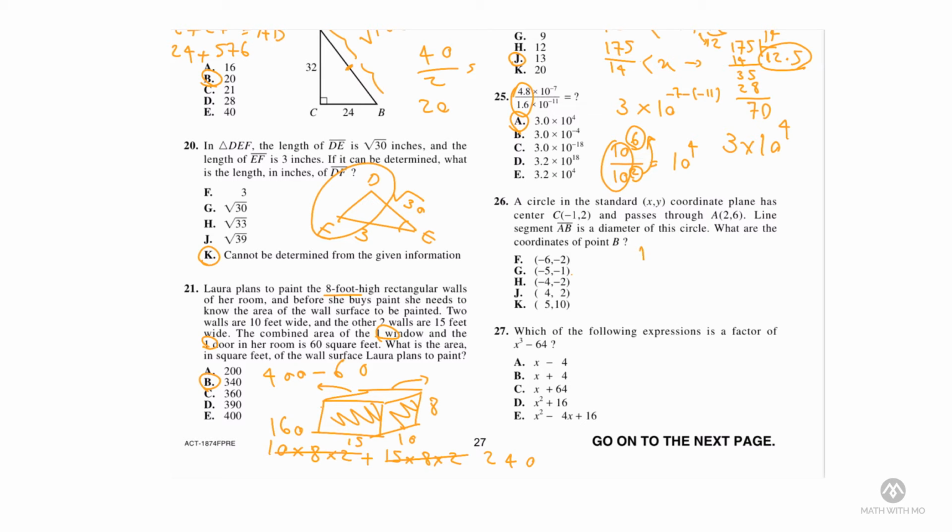Alright, so we know, quickly I can just graph it. Minus 1 and 2 here. And A is on the circle. So it means from C to A is the radius. 1, 2, and 6. 3, 4, 5, 6. So it's somewhere here.